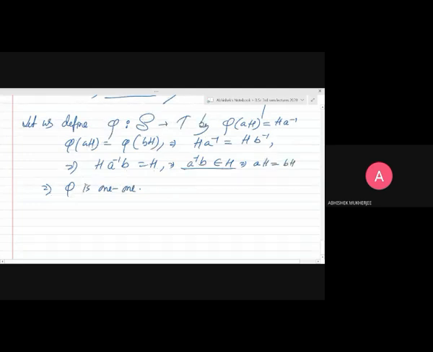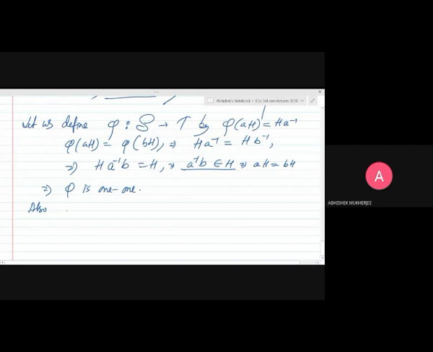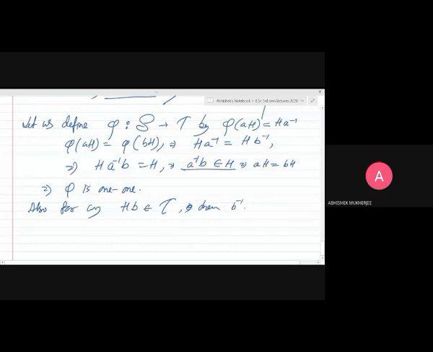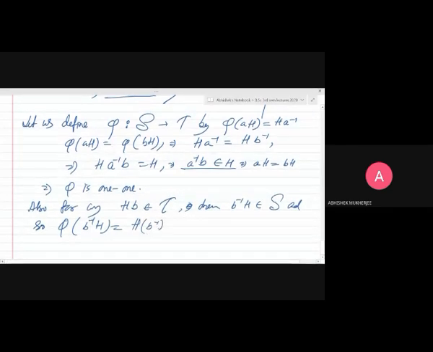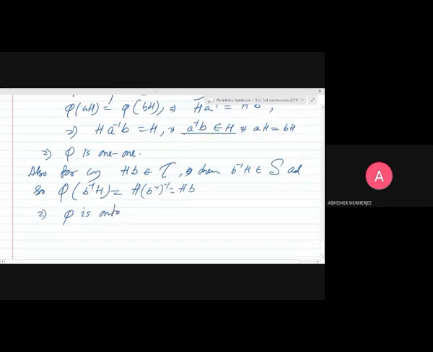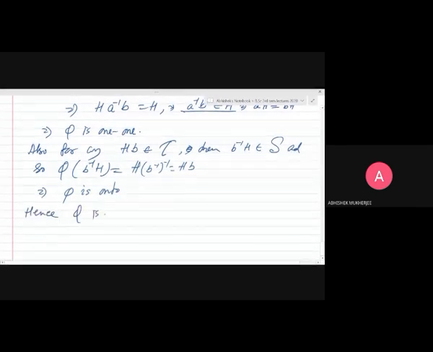And for the onto case, take any HB belonging to T. Then B inverse H belongs to S, and phi of B inverse H equals H B, the inverse of B inverse. So using this, phi turns out to be an onto map, right? So hence phi is a bijection, which proves that curly S and T are equipotent.